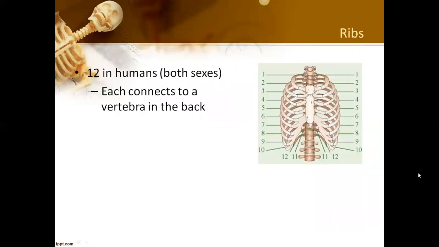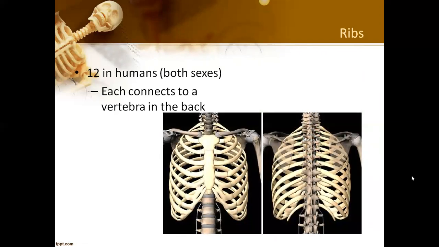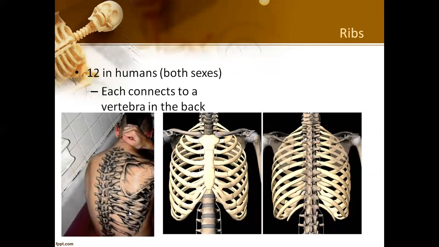In the ribs, there are 12 ribs. Each one connects to the spinal column in the back individually to a vertebra. Here's a picture, on the left is the front, on the right is the back, so you can see each of the vertebrae connected to a rib. And if you need a tattoo, here's some of the inspiration for you.